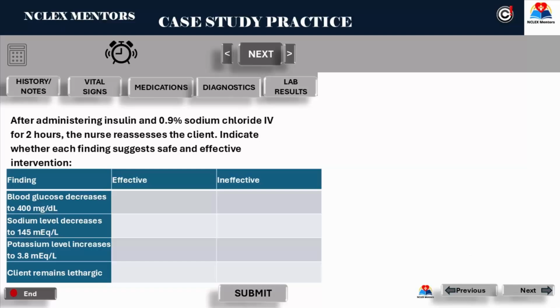Question 6. Evaluate outcomes matrix. After 2 hours of treatment, assess if each finding is effective or ineffective. Finding: effective, ineffective. Blood glucose decreases to 400. Sodium decreases to 145. Potassium increases to 3.8. Client remains lethargic. Why?